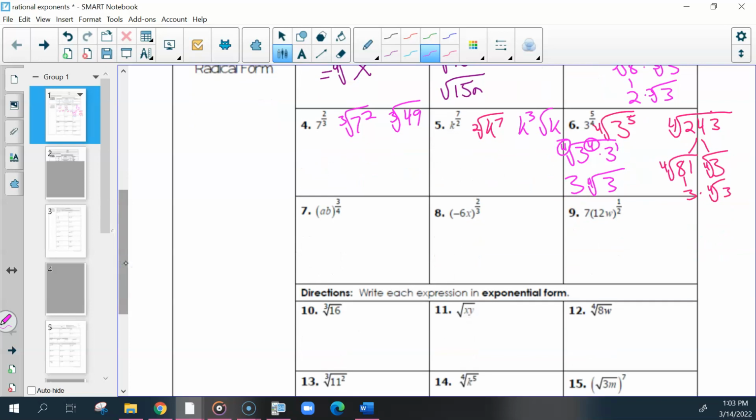So for 7, this would be the fourth root of AB to the 3rd. Now remember your exponent rules. If you have a power outside, you're multiplying all of your exponents. Your exponents here are 1. So this would become the fourth root of A to the 3rd, B to the 3rd. Or if you wanted to see what I actually did, 1 times 3, 1 times 3, so the fourth root of A to the 3rd, B to the 3rd.